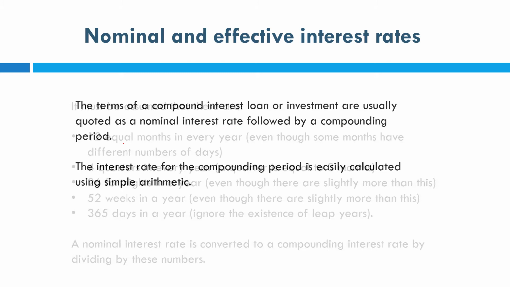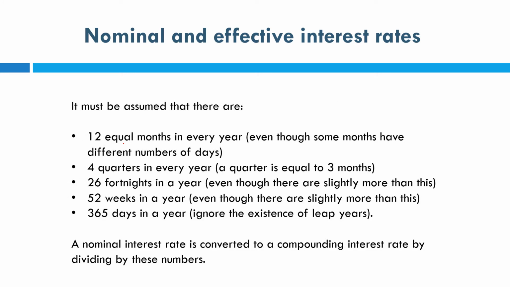So let's have a look at what that looks like. It needs to be assumed that there are 12 equal months in every year, even though we know that months have different numbers of days. Four quarters is what each year is worth, and a quarter has 3 months in it. When we talk about fortnightly compounding periods, we're talking about 26 in 1 year. There are 52 weeks in a year, even though there's slightly more than that, 52.09 to be exact. And 365 days in a year, except for a leap year.